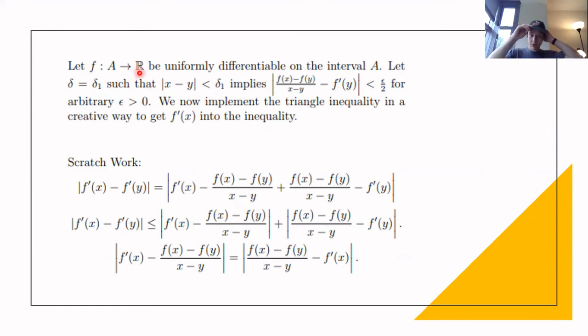Let f be a function on the interval A to the real numbers, and let delta be delta 1, such that uniform differentiability is true with |(f(x) - f(y))/(x - y) - f'(y)| less than epsilon over 2.